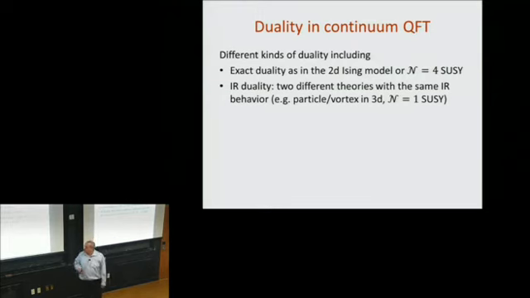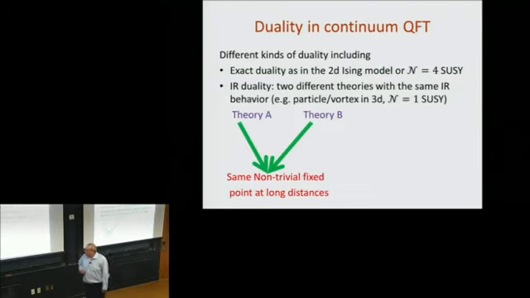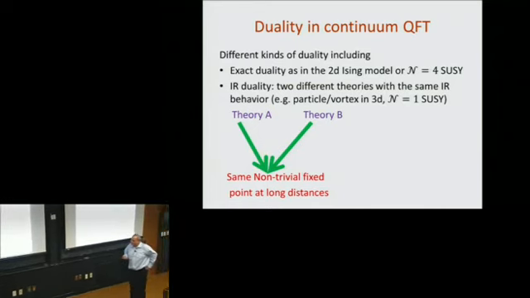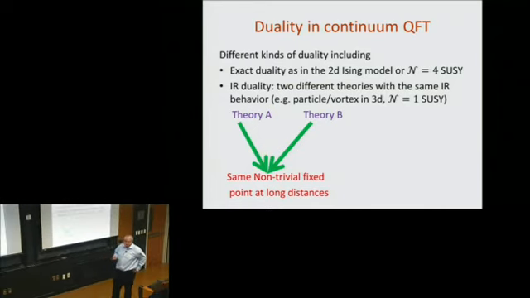And they are further divided into two classes. In class number one, we have two distinct theories in the UV at short distances. This is my attempt to write something in ultraviolet. And that's my attempt to write something in infrared. We have the same non-trivial fixed point at long distances. So that's example number one.